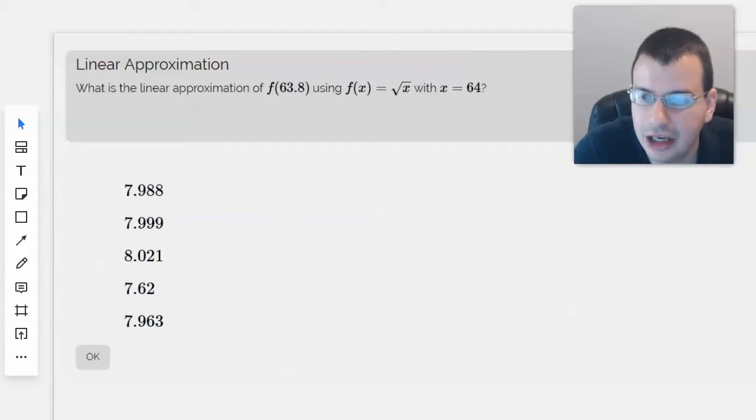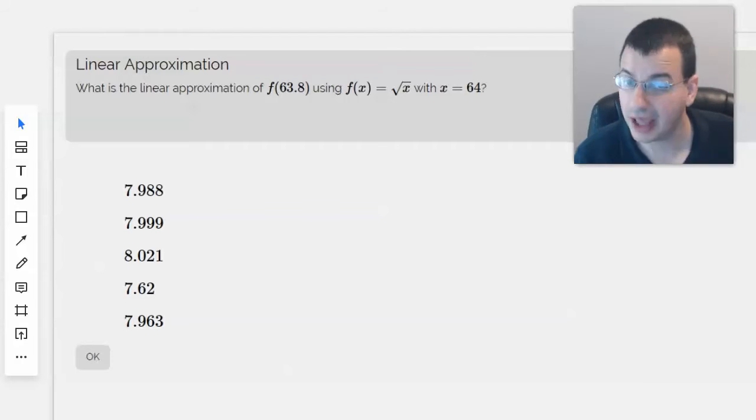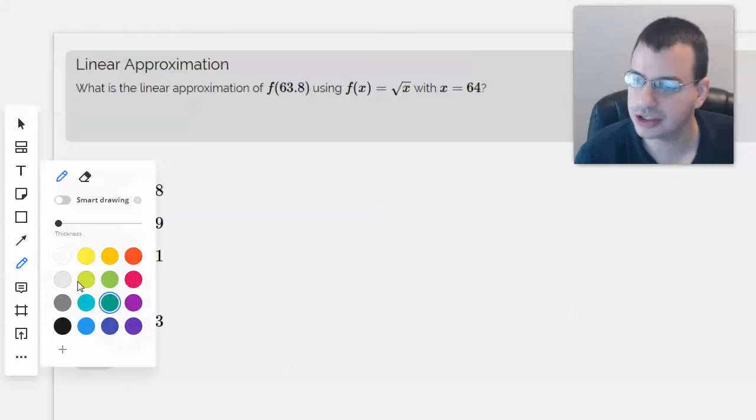What is the linear approximation of 63.8 using f of x equals square root of x with x equals 64?